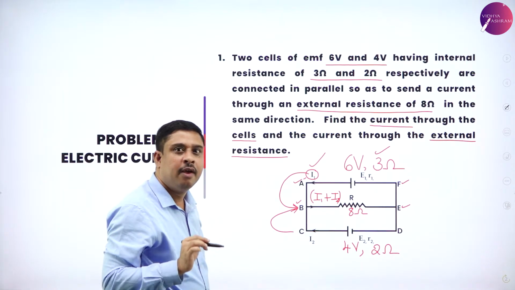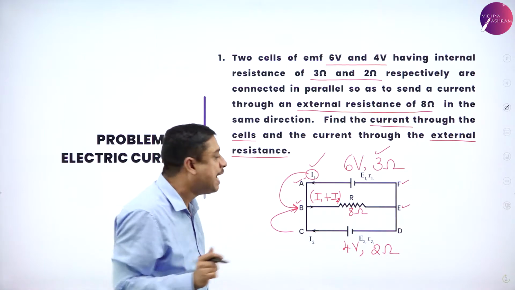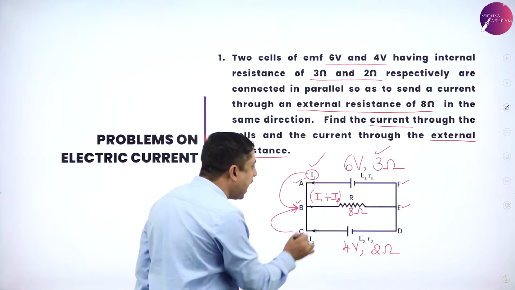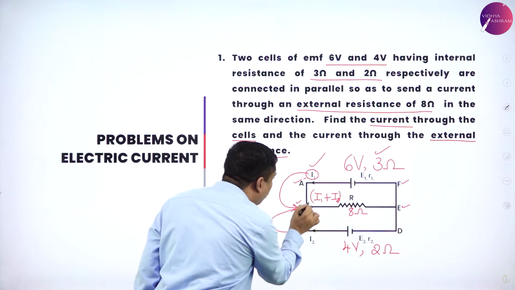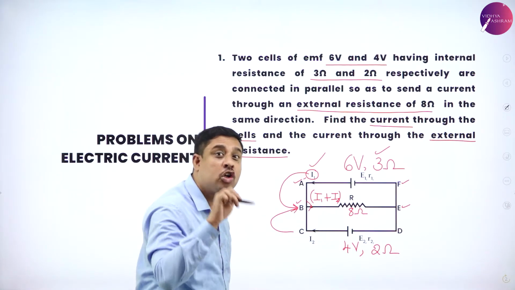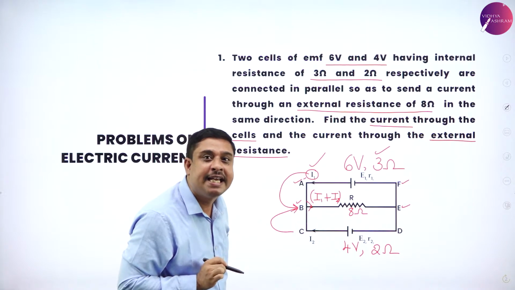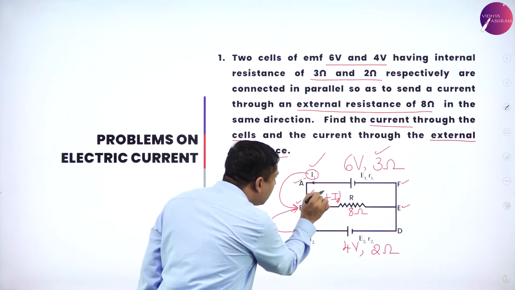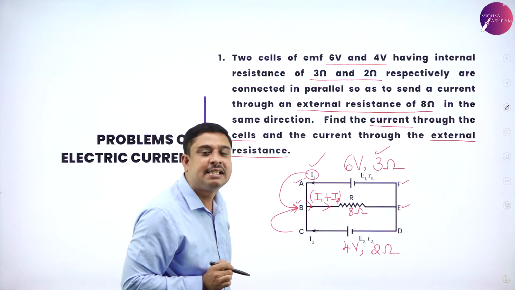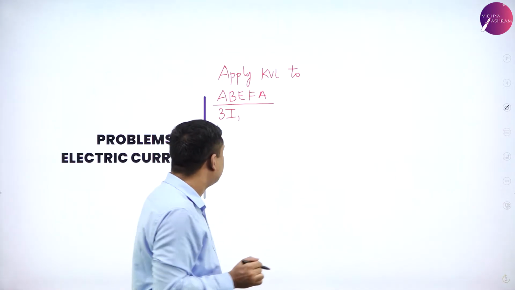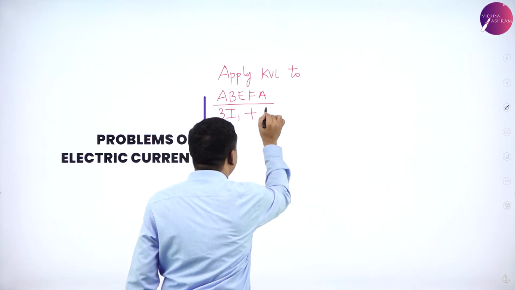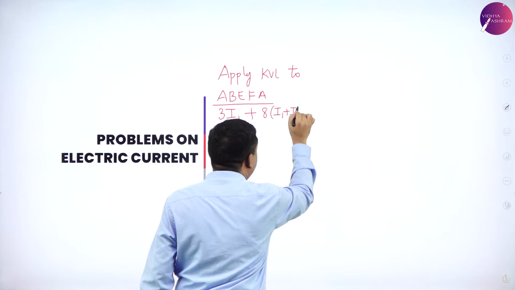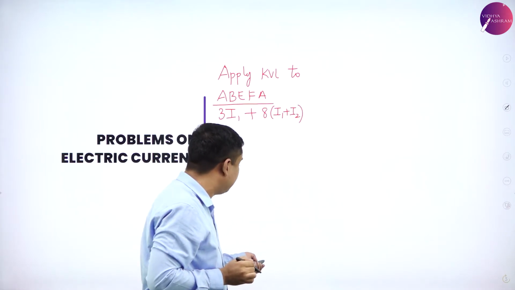Next, which is the other current flowing in that loop? Current through 8 ohm resistance. Which is that? I1 plus I2. It is also in the same direction given. See, in the same direction of traverse. So product of current and resistance is positive. So this is plus 8 times I1 plus I2.